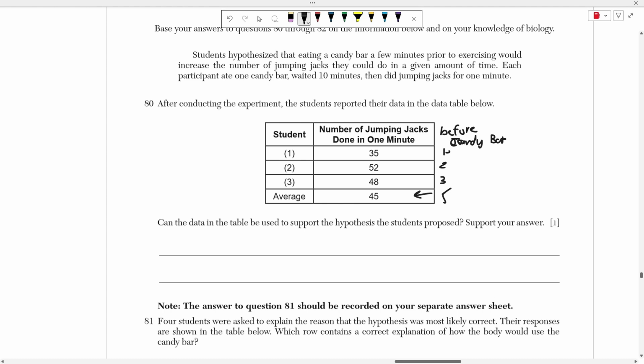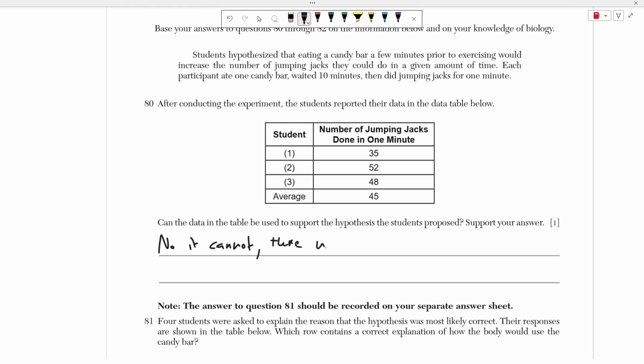That's a giant increase. But guess what? They never collected that data beforehand, and because of that, I don't know what they were doing beforehand. I don't know whether they could do more jumping jacks before eating the candy bar or less, because that was never included. So can the data be used to support the conclusion? No, it cannot. There was no control in the experiment.